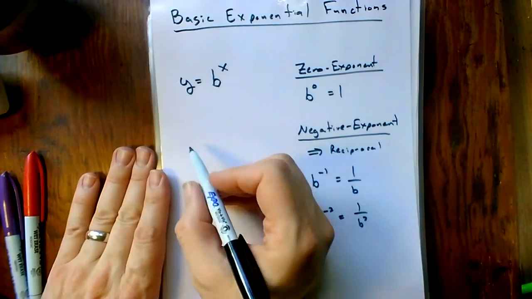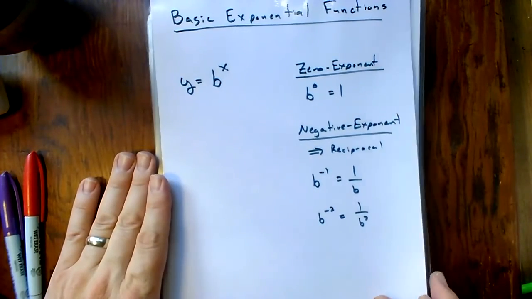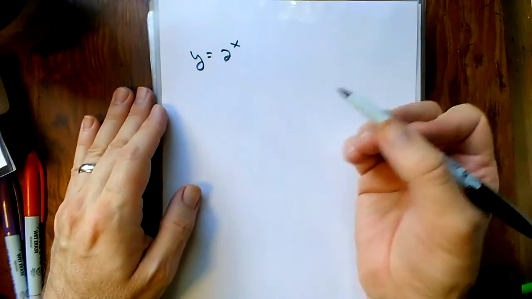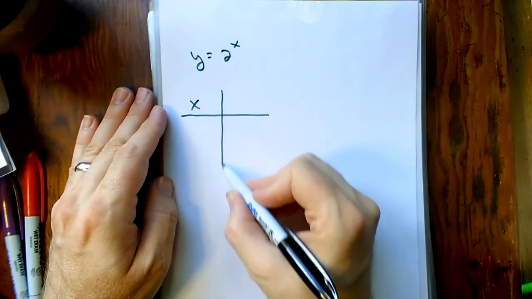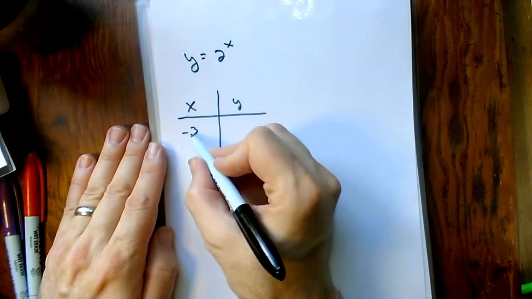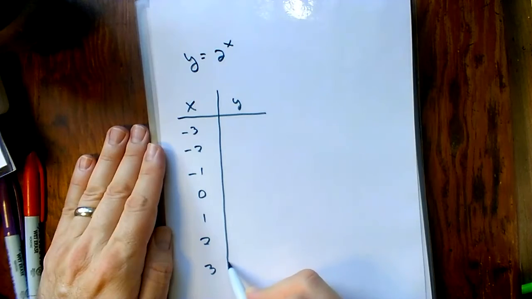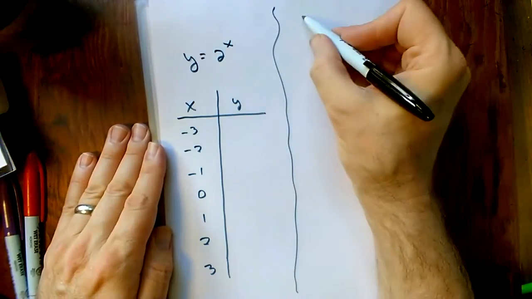Now that means that if I did a function, let's do a fairly straightforward function like y is equal to 2 to the x. And we're going to take a look at various values of x and y. I'm going to go -3, -2, -1, 0, 1, 2, and 3. And I'm going to do my scratch work over on this side.